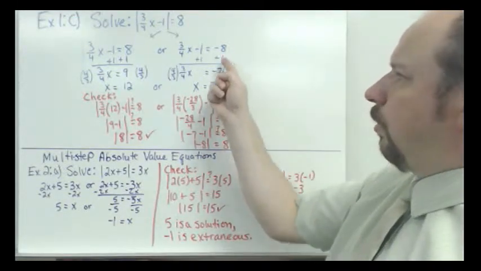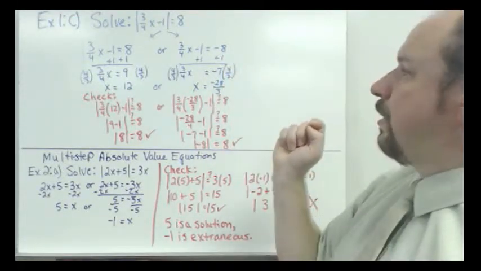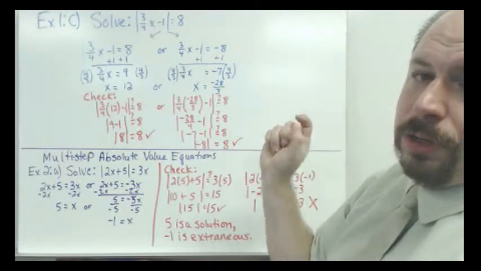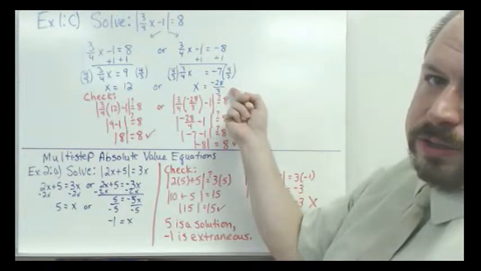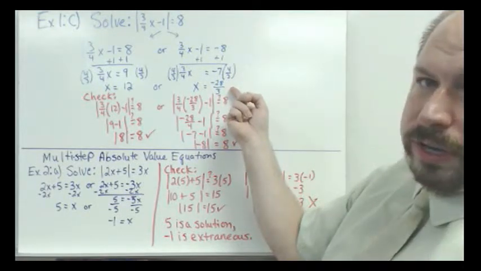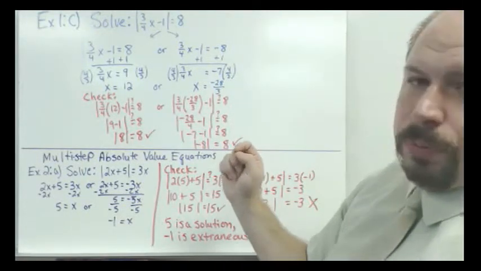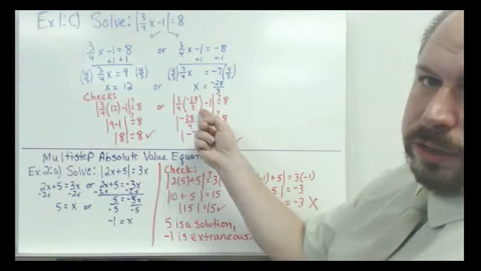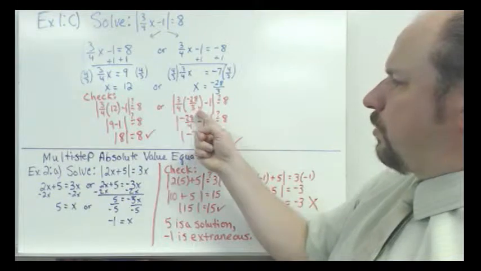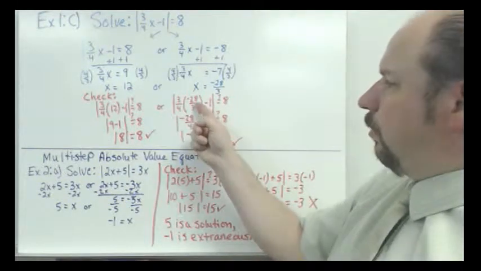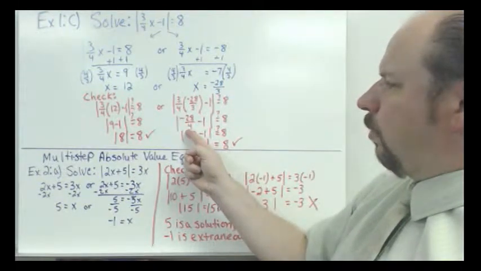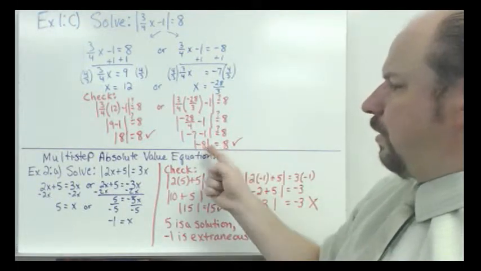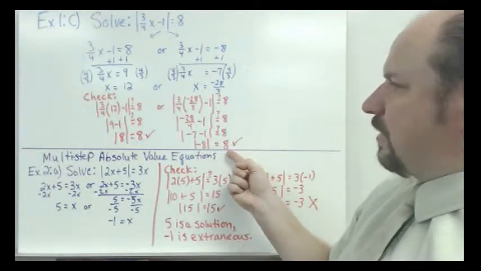Or here, if we add 1, we get negative 7, so 3/4 x equals negative 7. Multiplying by 4/3, we get not as nice of a number, negative 28 thirds. But we can deal with that number. Just go ahead and plug in the negative 28 thirds. Notice we can cross cancel the 3's here. So negative 28 divided by 4 is negative 7. Negative 7 minus 1 is negative 8. And the absolute value of negative 8 is 8.